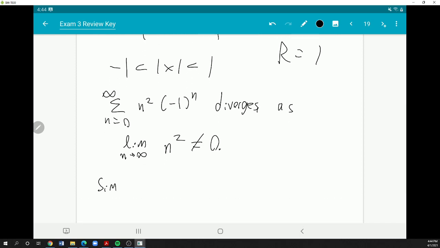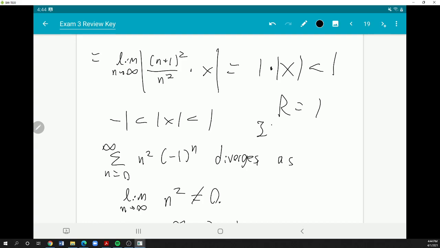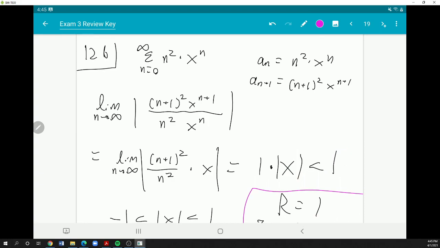Similarly, this sum is also going to diverge. And in fact, it's even worse. So I get I is equal to the open interval minus 1 to 1. Okay, and that's our answer to 12b.